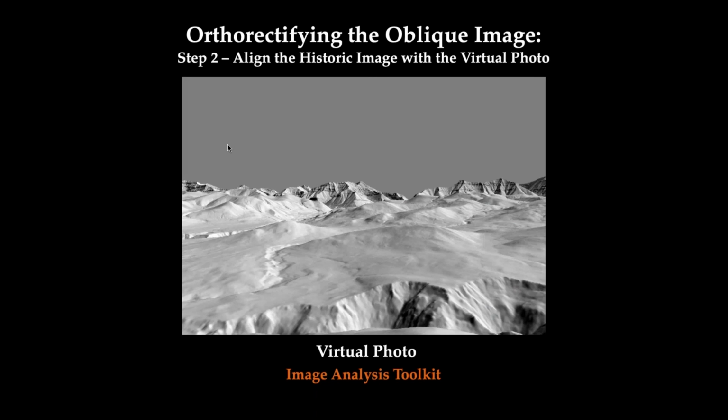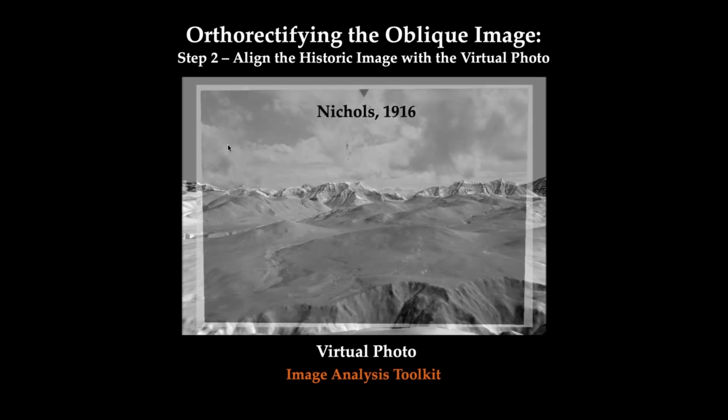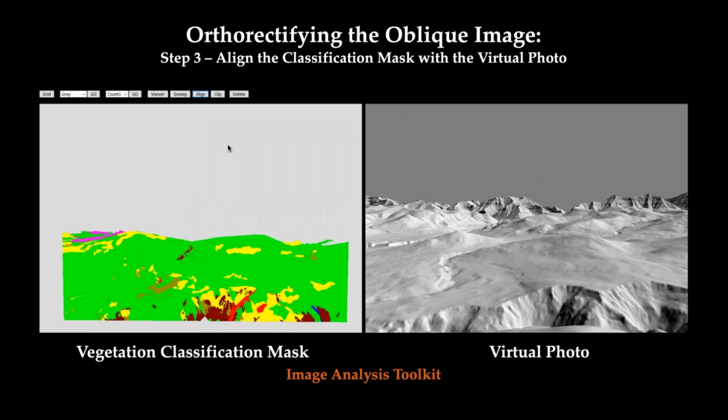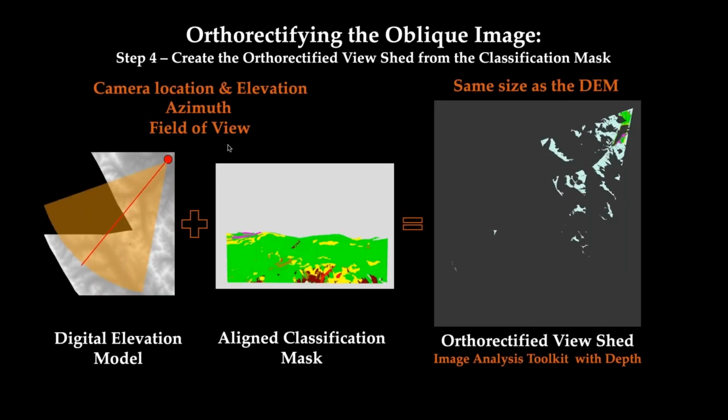So there's the virtual photo, and here's the historic image overlaid on it. You can see it's a pretty nice alignment. Now we can apply the same transformation to the vegetation classification mask. So at this point, we now have a vegetation classification mask that we can apply to our digital elevation model.